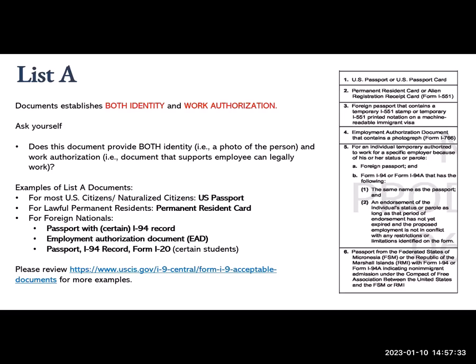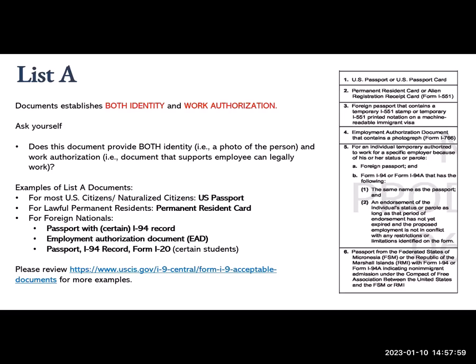List A documents. Ask yourself, does this document or combination of documents provide both an identity, meaning does it have a photo of the person, which is basically what you're looking for, and work authorization, meaning the document supports that the employee can legally work? So that's what a List A document would be.